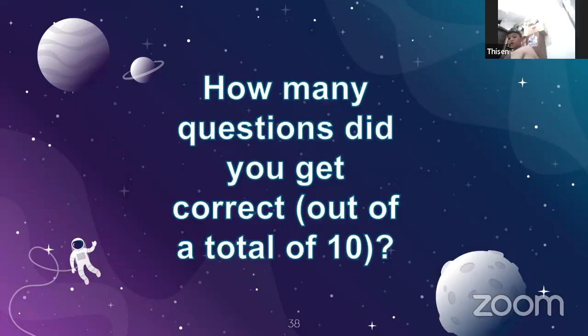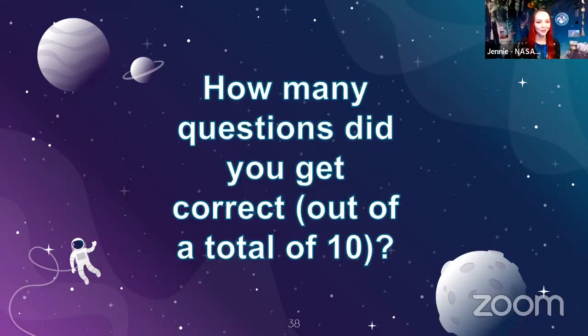I got 3 wrong, 7 correct. Wow, that's wonderful. This was a very difficult quiz for most people, including even some scientists. Sometimes scientists forget the difference between meteor, meteorite, and meteoroid because they're so similar. 5 correct. Very good.